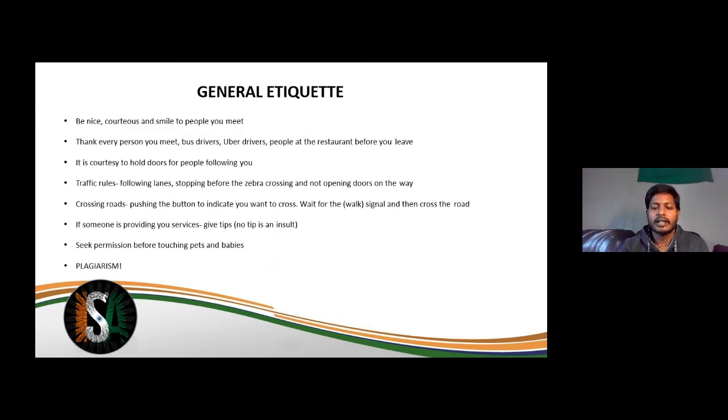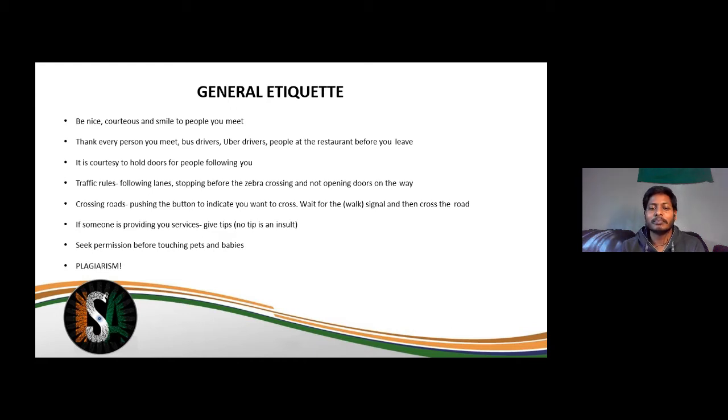There are some general etiquettes. I would like everyone to please focus on this slide because this is one of the important slides. Be nice and courteous and smile at people you meet. It's a general etiquette that you have to follow here. Thank every person you meet, even the bus driver, Uber driver, and people at the restaurant before you leave. It is a courtesy to hold doors for people following you. Follow traffic rules, follow lanes, stop before the zebra crossing, and don't open doors on the way. When crossing roads, push the button to indicate you want to cross, wait for the walk signal, and then cross the road. If someone is providing you a service, give tips. No tip is an insult here.